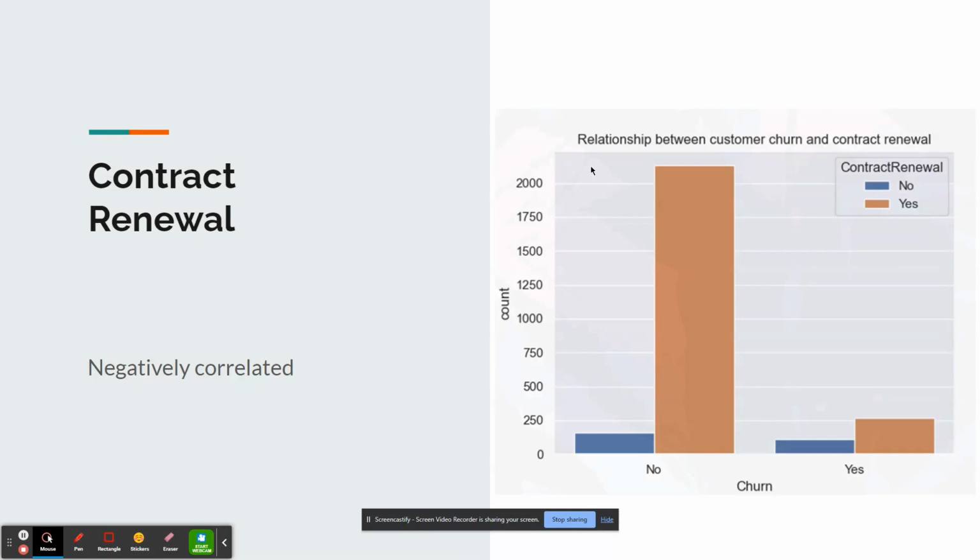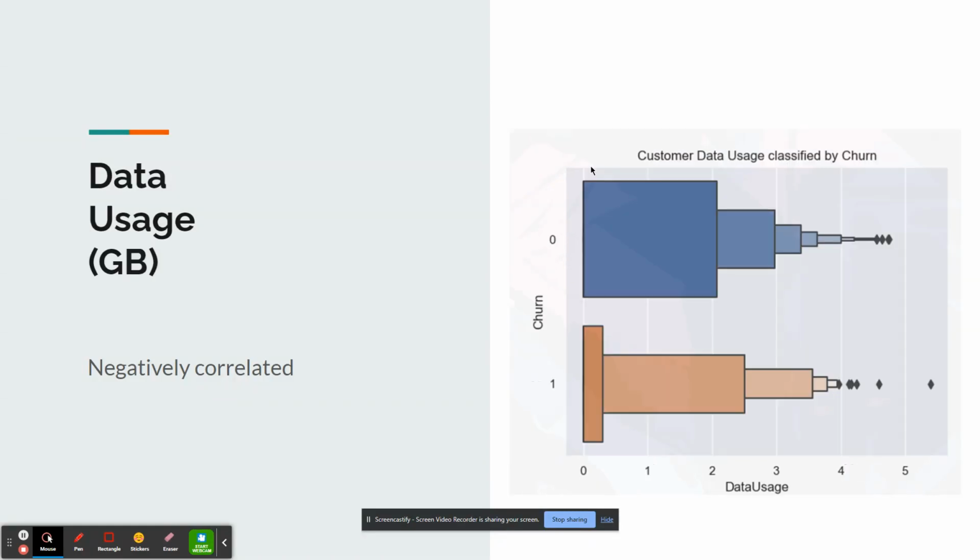And for negatively correlated features, we have contract renewal. And in this simple bar plot, people that do not leave the company, people that stay with the company, they renew their contracts, which a lot of them do renew their contracts, while people that do not renew their contracts are more likely to, well, leave the company.